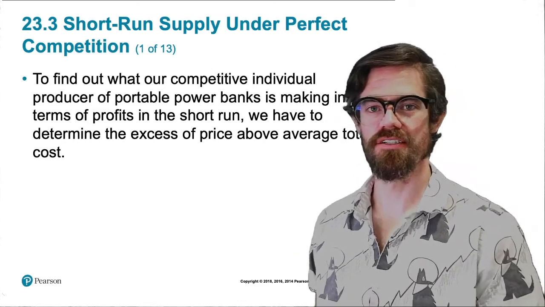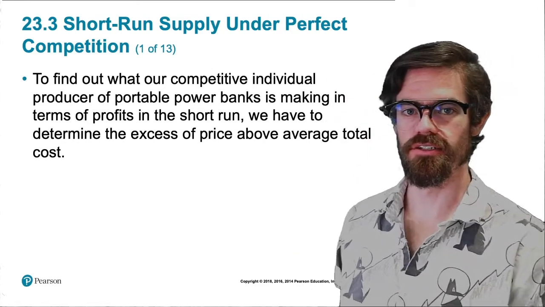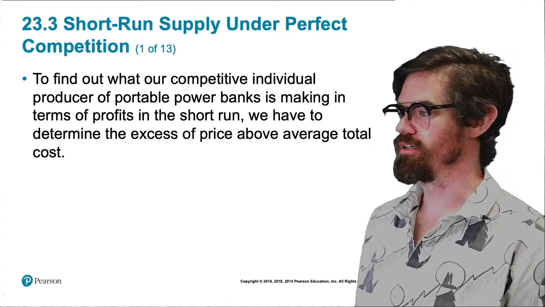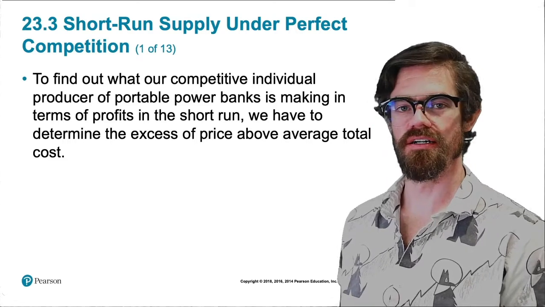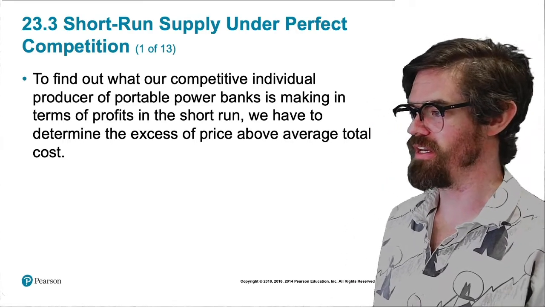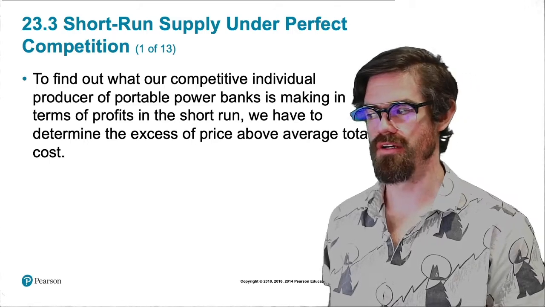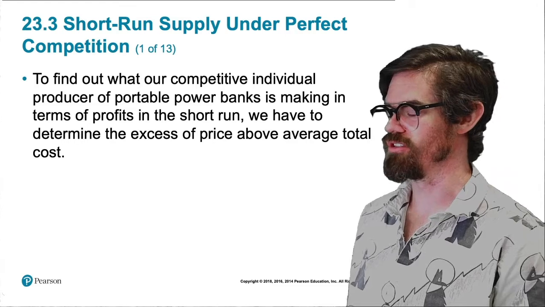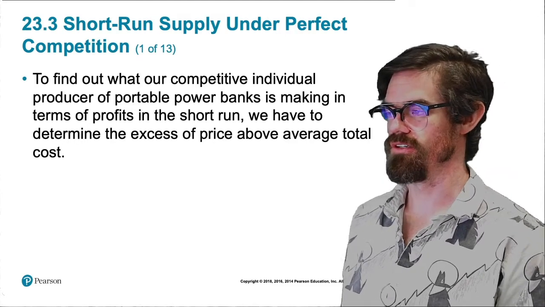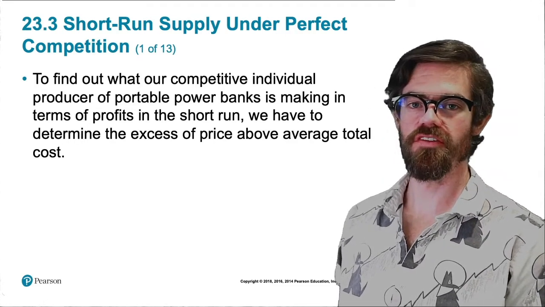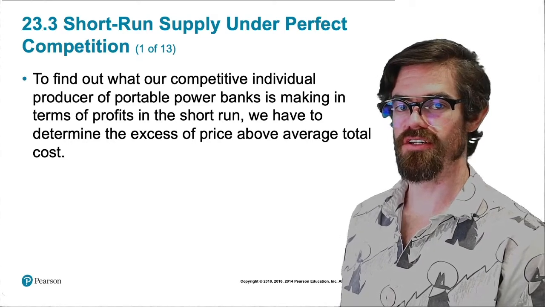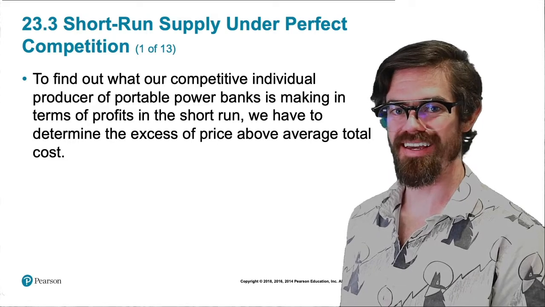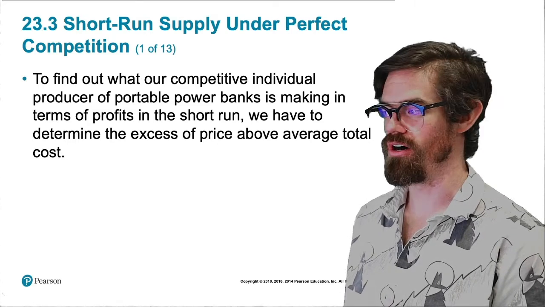All right, next we're going to look at short-run supply under perfect competition. So to find out what our competitive individual producer, in this case of portable power banks, is making in terms of profit in the short run, we have to determine the excess of price above average total cost. Right? So in other words, if we want to figure out what the firm's profits are, we need to determine how much price, the price that it's taking from the market, exceeds its average total cost.